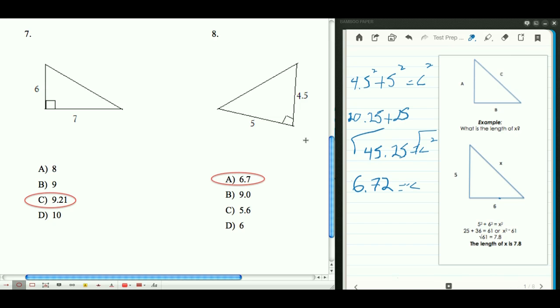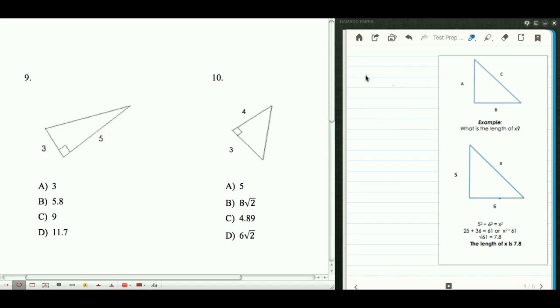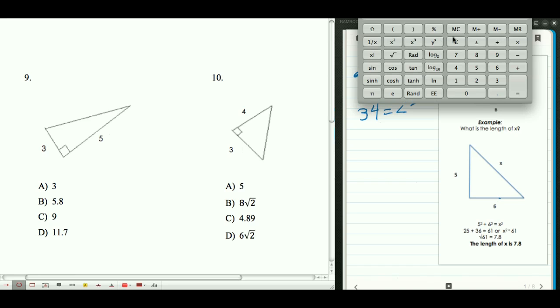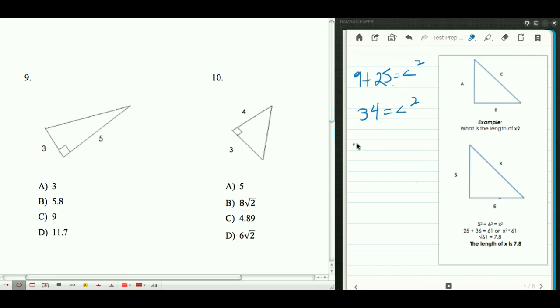Alright, let's look at number 9. Alright, number 9 has, let's see, 3 and 5. So let's see, 3 squared gives us 9, plus 5 squared gives us 25, is equal to c squared. 9 plus 25 gives us 34 is equal to c squared. And if we take the square root of 34, and type 34 and then the square root, it's going to give us 2.41, and then kind of some stuff beyond that. Let's see, what's the closest number?